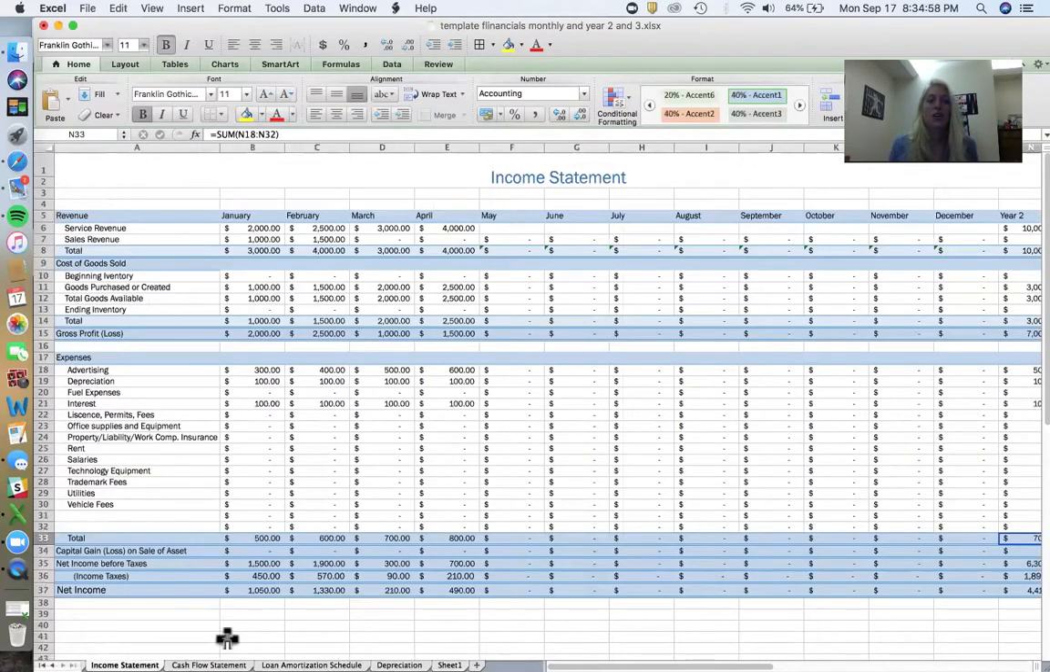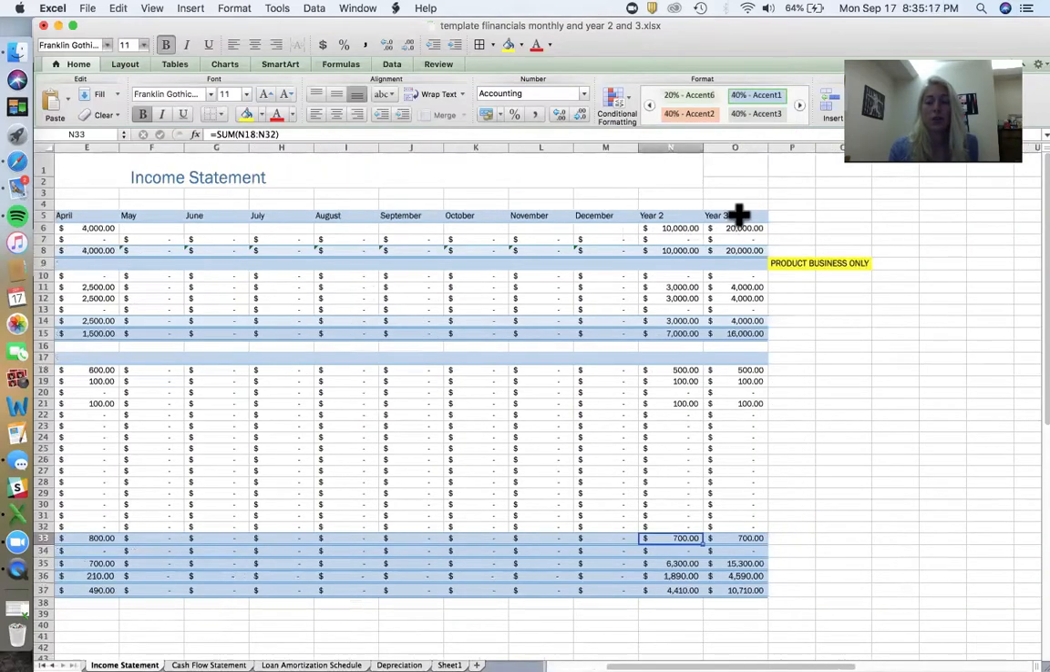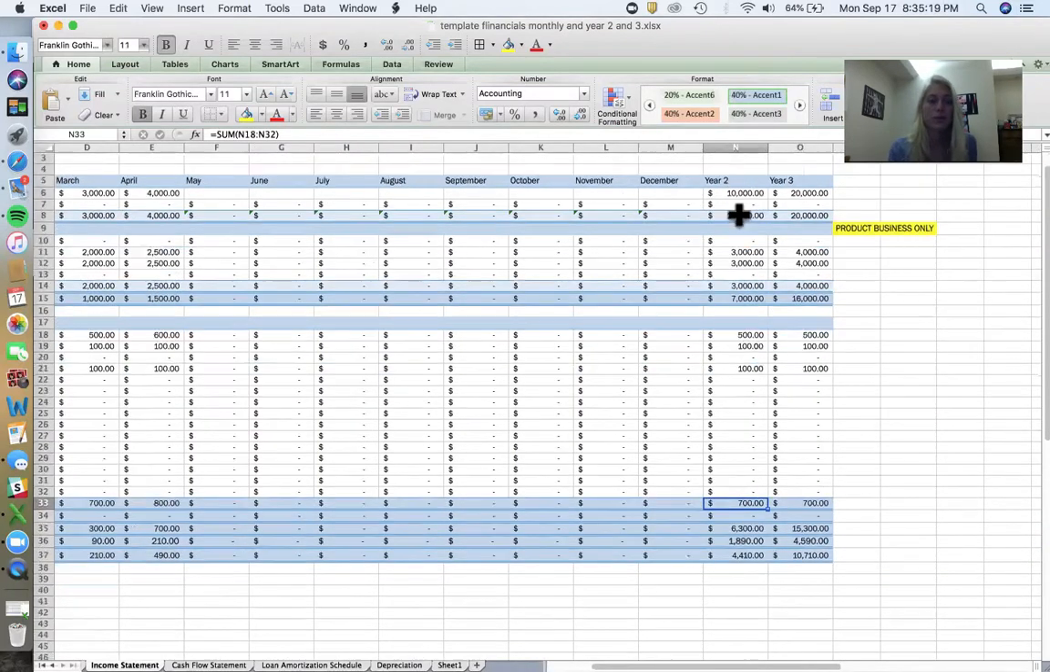So let's start off with our income statement. That's where I always like to begin because it's pretty straightforward. So basically what you've got looking at here is a template you'll all be receiving in Canvas. You'll have each month outlined for the first year, January through December. And then you'll have a year 2 and year 3 tacked on at the end.